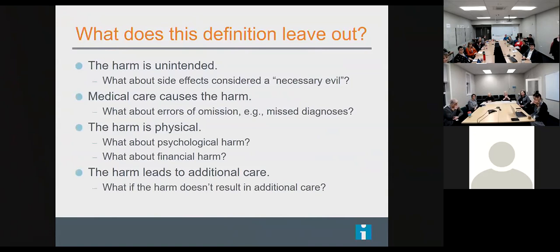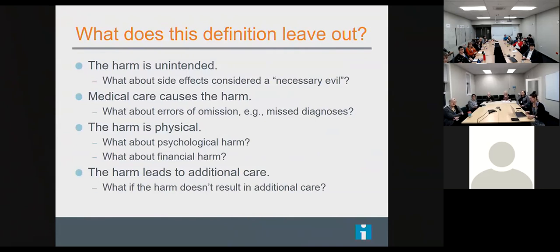This definition that's been developed leaves out whether it was intended or unintended, whether it was an omission or an error. What about misdiagnosis, or not updating patient information so that we can't get hold of them in our system? It talks about physical harm, but it totally ignores psychological, emotional, and financial harm. There's a lot missing from that definition.